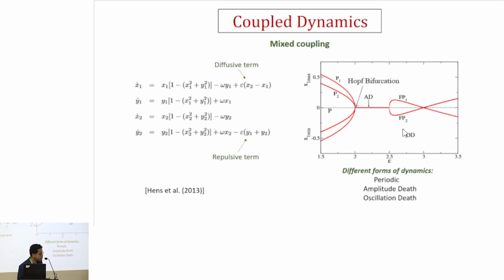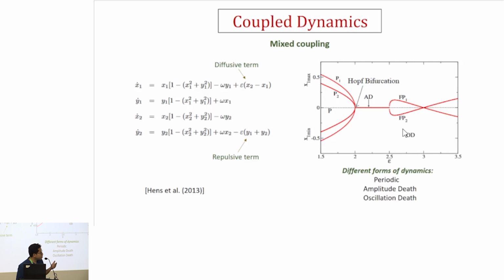Now we introduce both kinds of coupling into the same coupling scheme. Then what we see is this bifurcation structure. Before the epsilon value of 2, we have two stable attractors. Then, as we cross the value of 2, we have what is known as amplitude death, wherein both the oscillators settle at the same fixed point, which happens to be the original fixed point of the uncoupled systems.